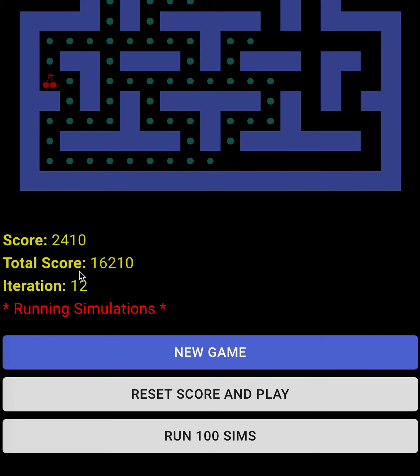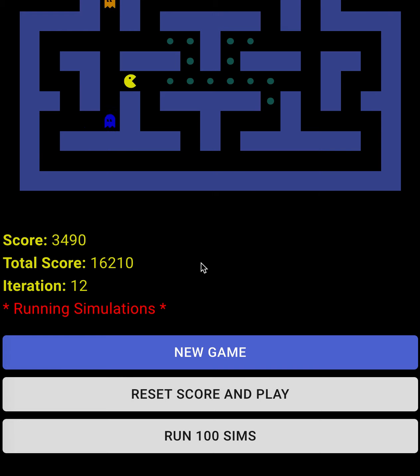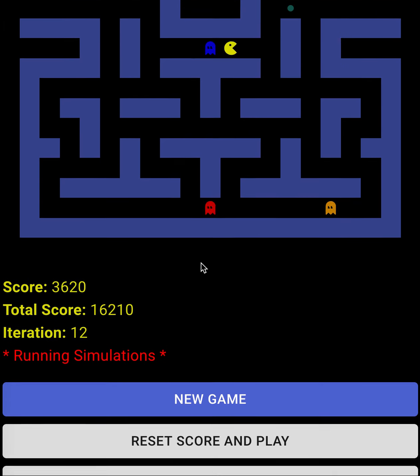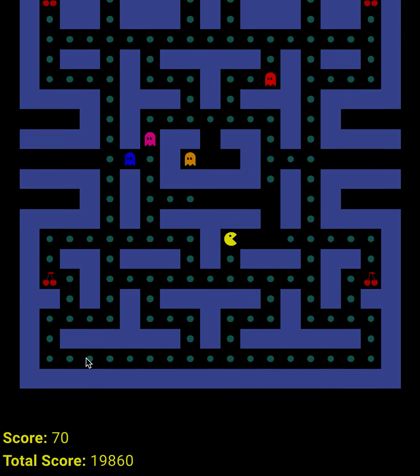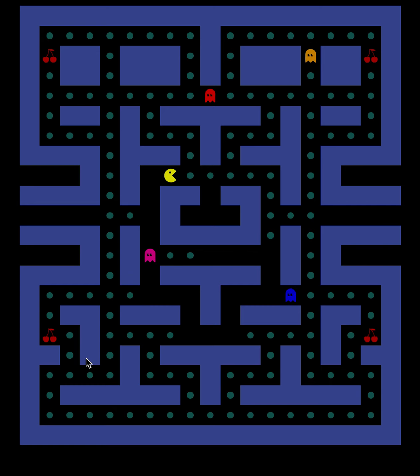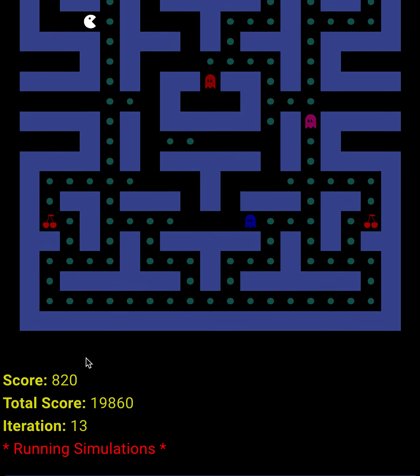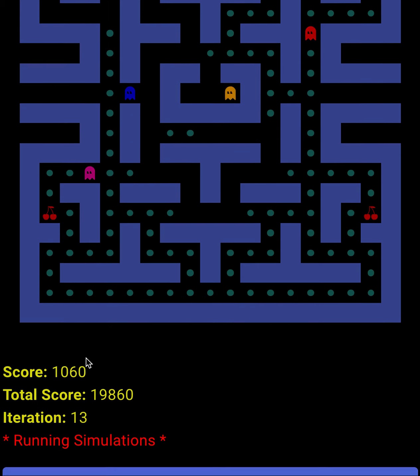Per iteration, I'm getting, it looks to be something around 1,000 to 1,200 points. If it's a good round like this one, you can see that was basically a full board clear, and then that averages out with shorter ones where 3 seconds then he gets eaten.